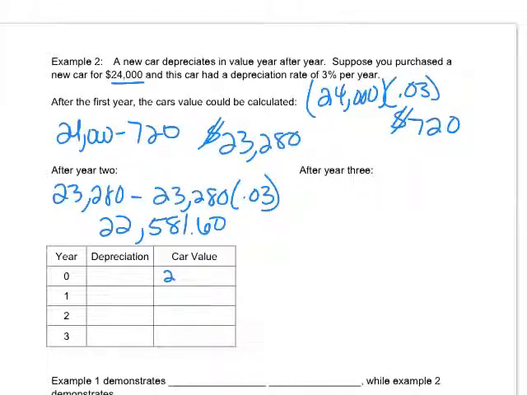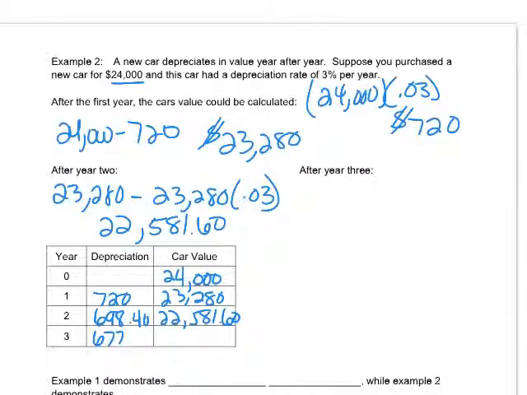So we're going to fill out this table of values. The car value at year 0, right when you buy it, is $24,000. After year 1, I have to knock down the price by $720, so $23,280. The depreciation the next year is $698.40. So I'm now down to $22,581.60. And then I'm going to knock off another $677.45. And that's now down to $21,904.